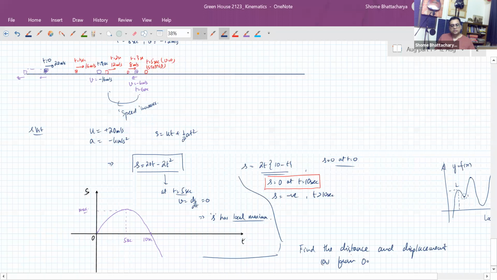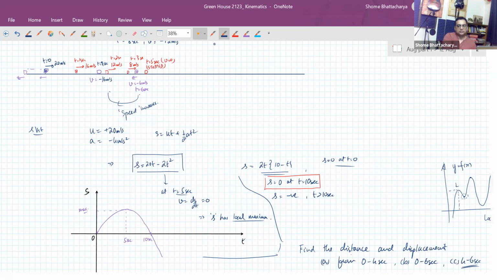From 0 to 4 seconds, 0 to 6 seconds, and 4 to 6 seconds. For these separate intervals, we need to calculate both the things, the distance traveled as well as the displacement. Now, you have to be a little careful here because you understand from the graph that distance and displacement need not be the same thing here because the direction is switching in between. So you have to be careful how you will interpret distance and how it will be different from displacement, if at all that's the case.